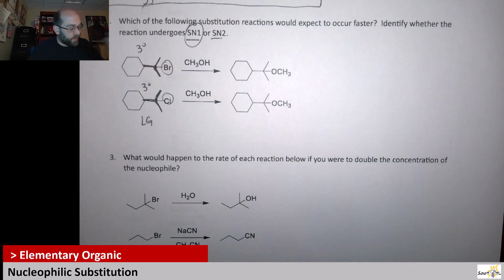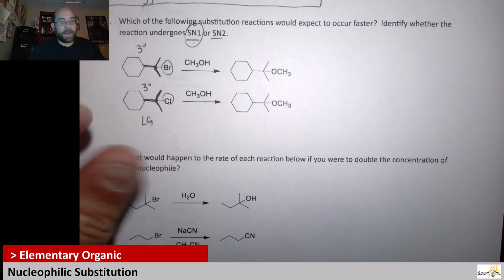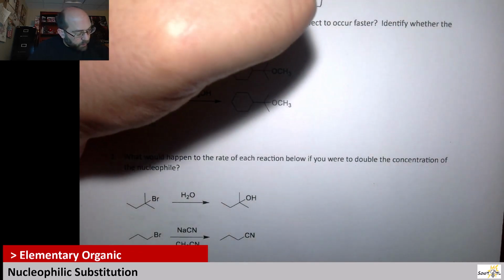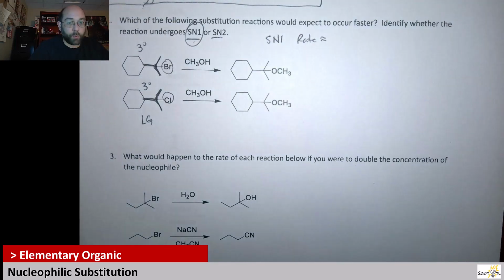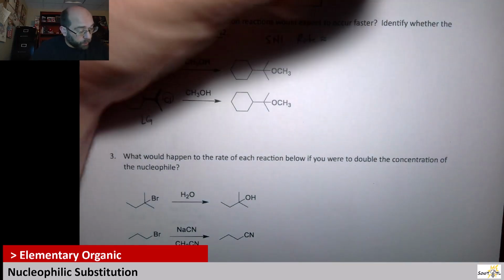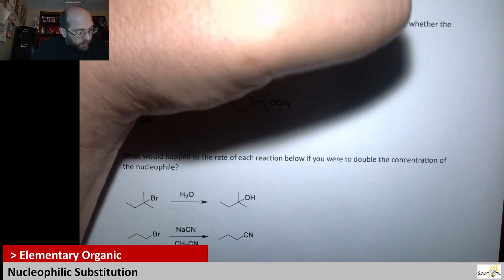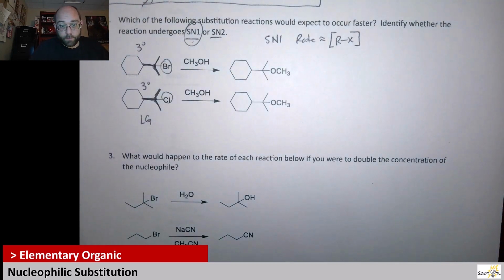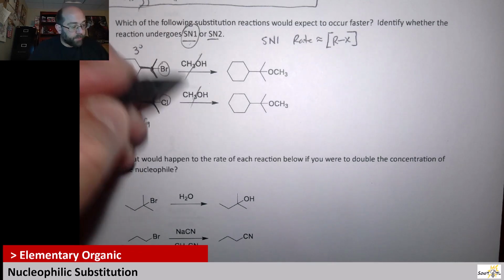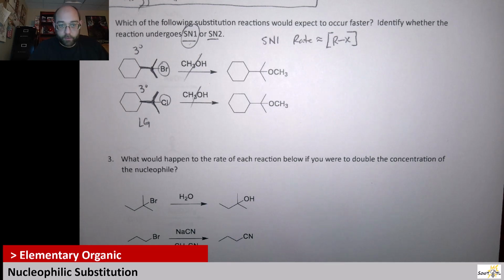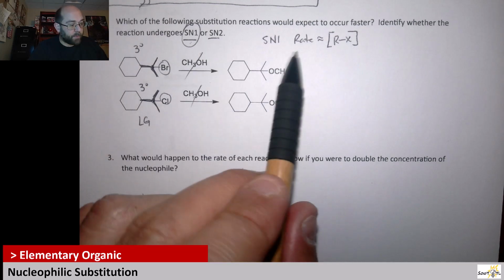Now, what does that mean? When we go back and look at the rate for an SN1 reaction, the rate is proportional to what? The rate is only proportional to your alkyl halide, not your nucleophile. That's an important distinction to make here. That means it doesn't matter. Even if these were different, it wouldn't matter about the rate, based off of our rate equation.